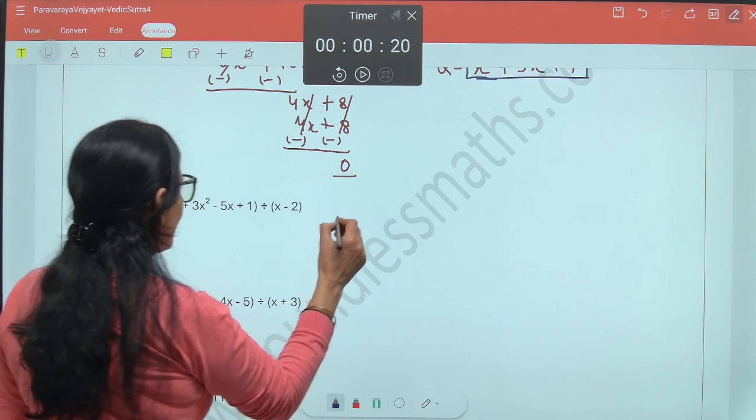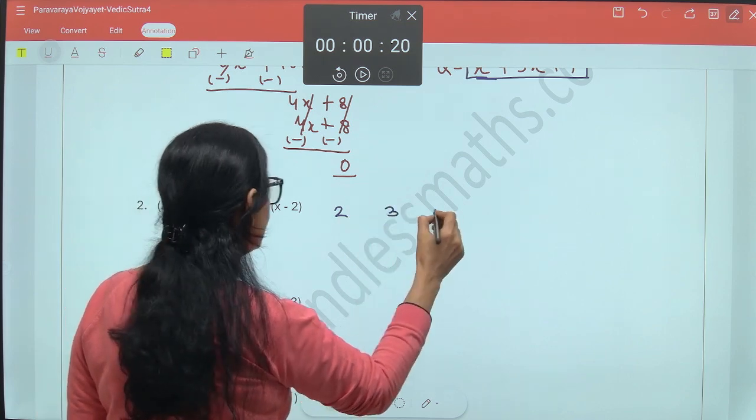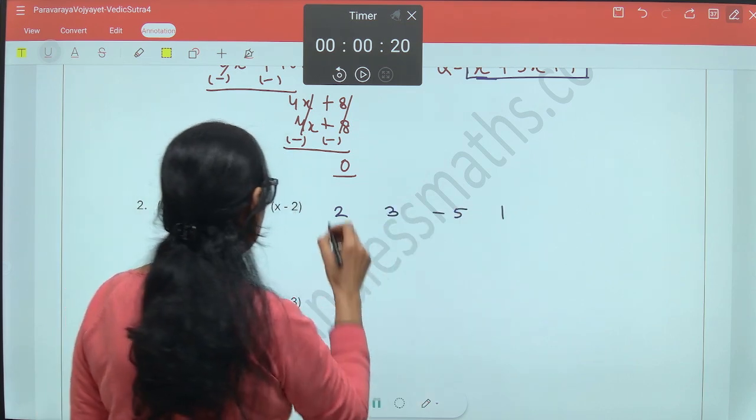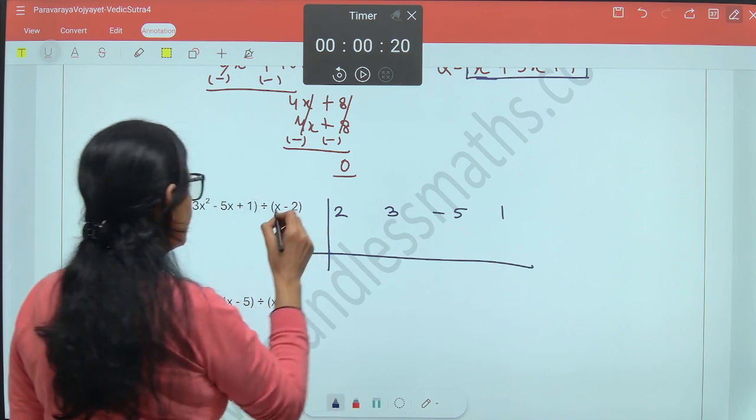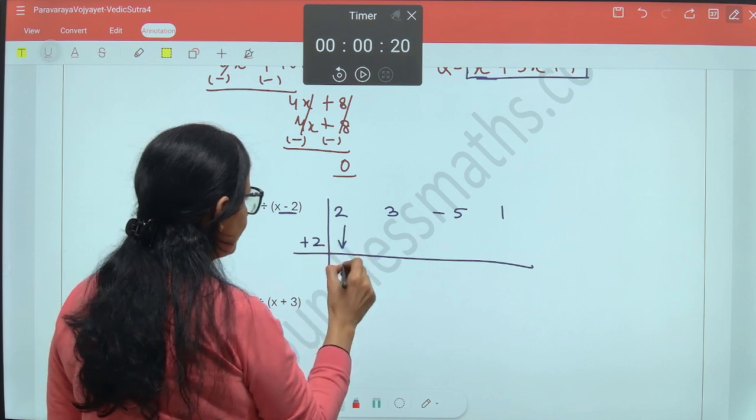So we first write all the coefficients of the dividend, that is 2, 3, minus 5, 1. Make these two lines. Here it is minus 2, so I will write here plus 2. Bring down the first term as it is.